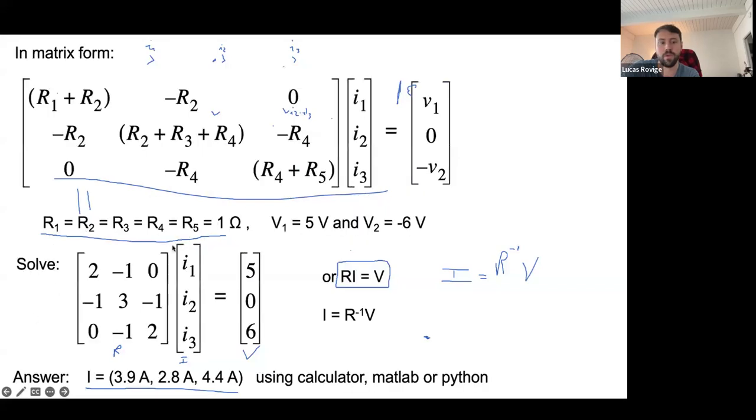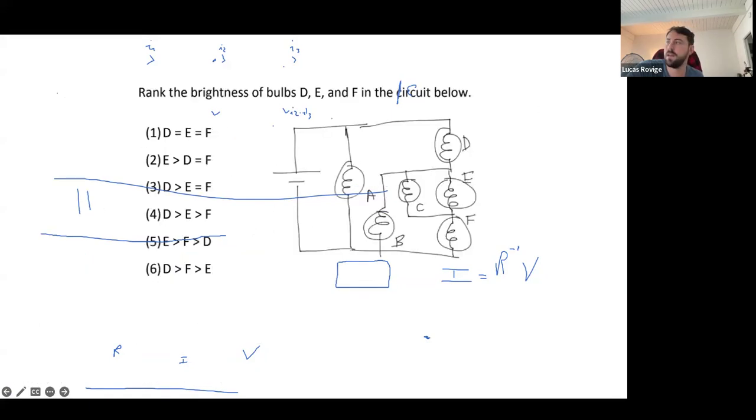But the thing about matrices is that when you get really complex systems, let's say you get 10 unknown currents, then you would have to solve a system of 10 equations by substitution, and that's way too long to do manually. So the matrix system comes in handy in that case.